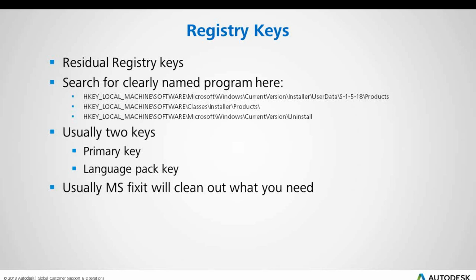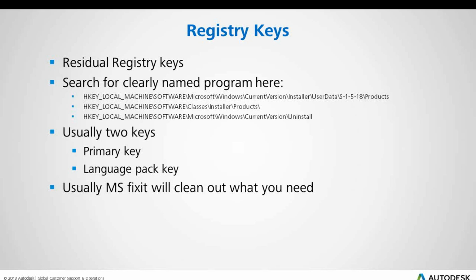Manual cleaning out of the registry. Oh yes, and again, just do a search for the actual name of the product. That should pull up both the primary key and the language pack key, because it'll be called something like AutoCAD 2015 English language pack. So it'll still have AutoCAD 2015 in the name if that's the program you're having issues with.